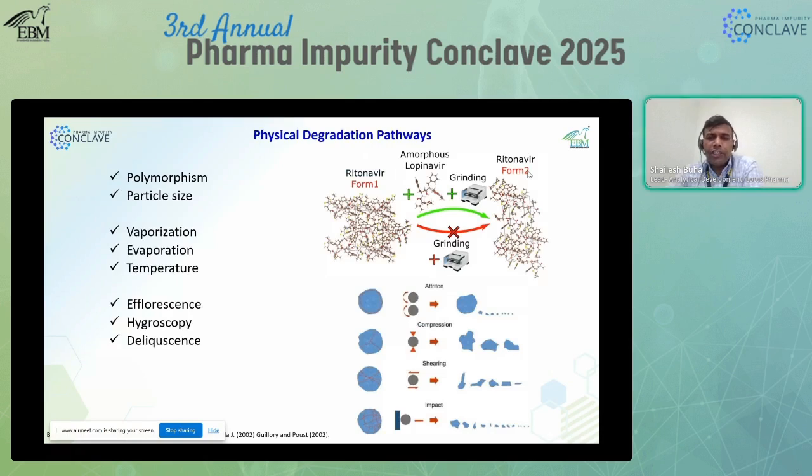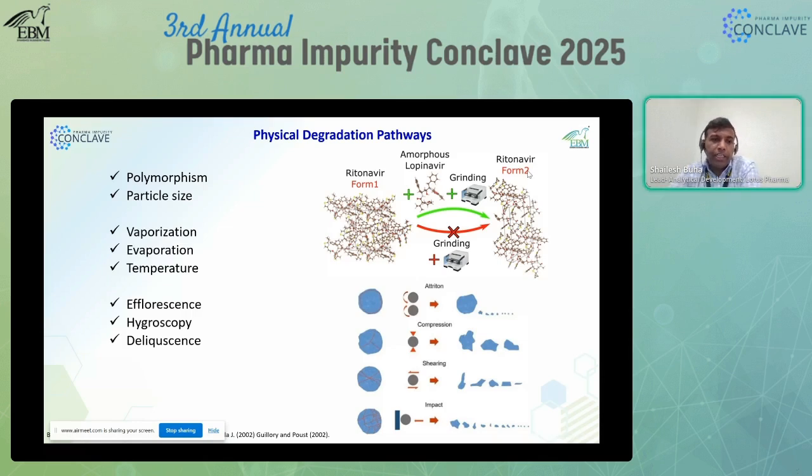Physical degradation: whenever it comes to mind, we know ritonavir or carbamazepine. We know these two cases are very important in how they behave. Polymorphism as a physical degradation pathway. Particle size: when we introduce 10 micron, sometimes during the process it becomes 3 micron, and that has higher charges and can lead to higher activation energy.